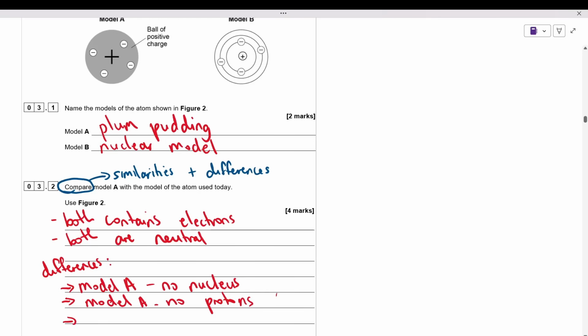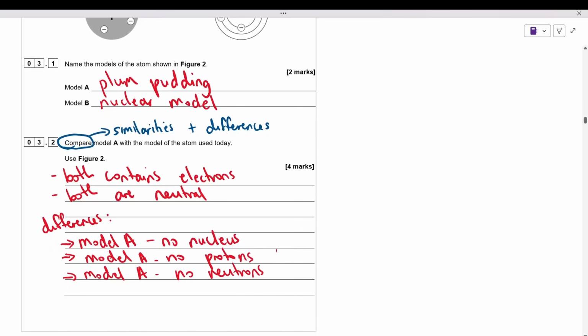Model A, neutron was not discovered as yet, because remember, neutron was discovered by James Chadwick, and during the discovery of the plum pudding, we could not have discovered those neutrons. So model A, no neutron, because that was not discovered as yet.